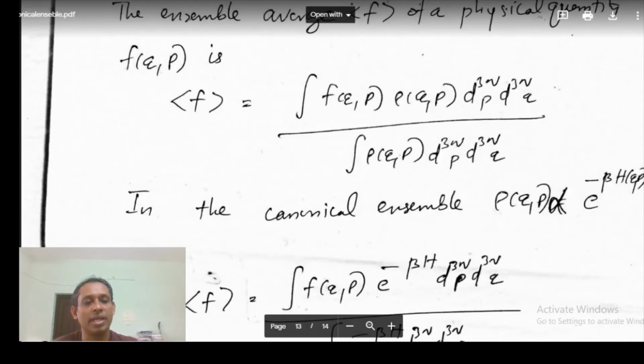e to the power minus beta h of qp. So this is the density function for the canonical ensemble. Actually, we have seen this in the consequences of Liouville's theorem. There we saw that for a canonical ensemble the density function is defined like this. This is proportional to this.